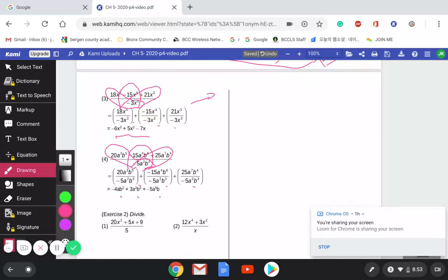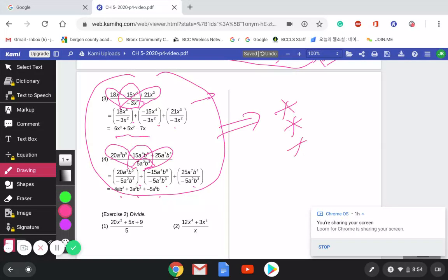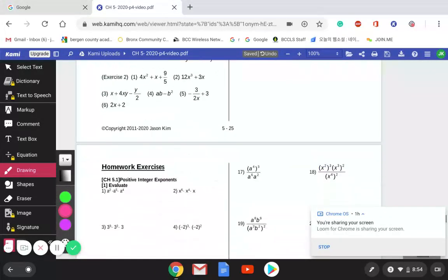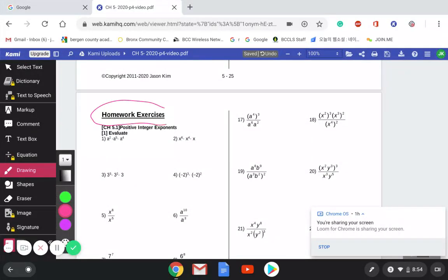Number 3 and number 4 are the harder type, but that's important because I saw this kind of question many times on the final, so make sure you understand that. And please do the homework exercise, and then check with the solution key.